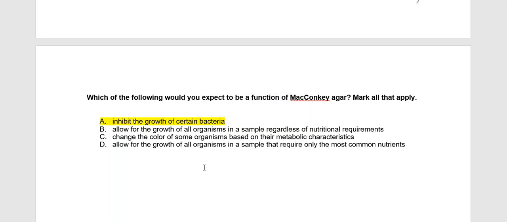Allow for the growth of all organisms in the sample regardless of nutritional requirements. Doesn't really work because it's selective and differential. Change the color of some organisms based on their metabolic characteristics. That is that differential aspect or property of MacConkey's agar. So that holds true. Allow for the growth of all organisms in the sample that require only the most common nutrients. Well, both B and D kind of sound the same, and that sounds more like just general purpose media, where MacConkey's agar is not general purpose. It is selective and differential.